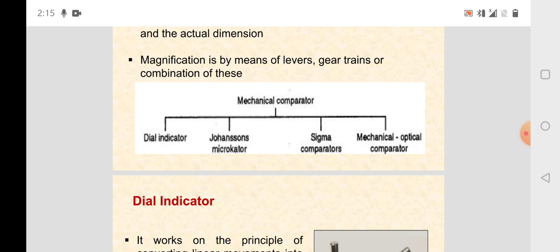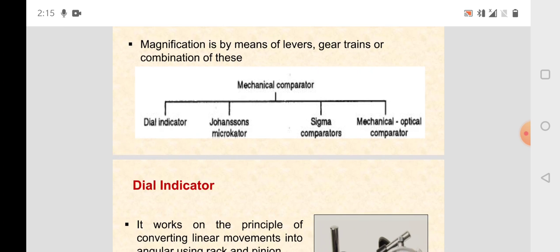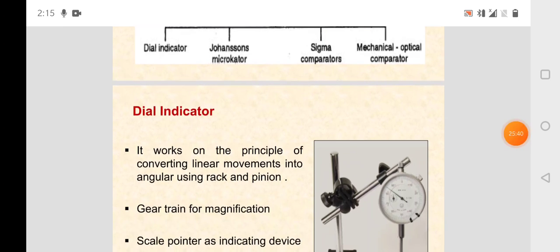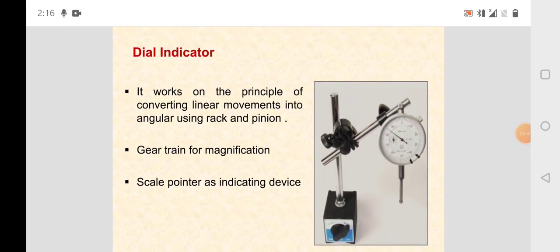In the last one, mechanical optical, with the help of a certain mechanism we get the variation, and then that quantity is further amplified, magnified by optical means, and that's why it is a combination of these two, mechanical and optical comparator. So first is the dial indicator. This we'll see in detail in the next video.